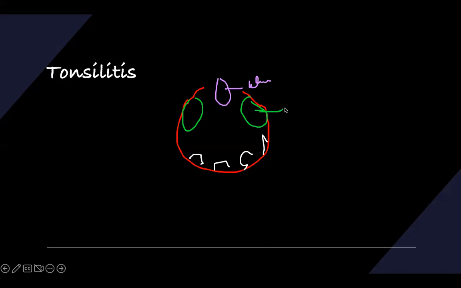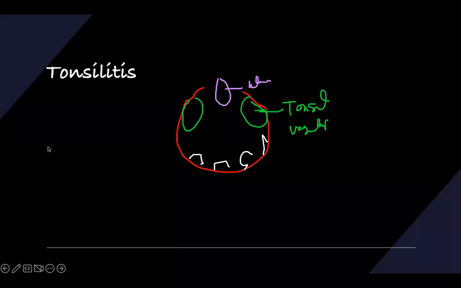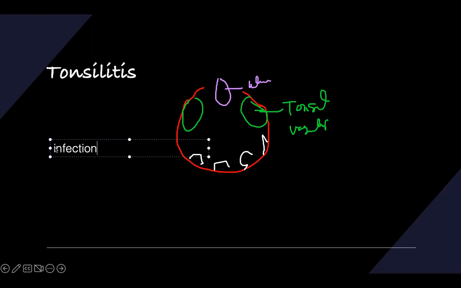There's two of them. And it's a highly vascular organ. That means it has a lot of blood vessels. Unfortunately, it can get infected. You can have infection due to virus or bacteria. So these are the two things that can cause it.